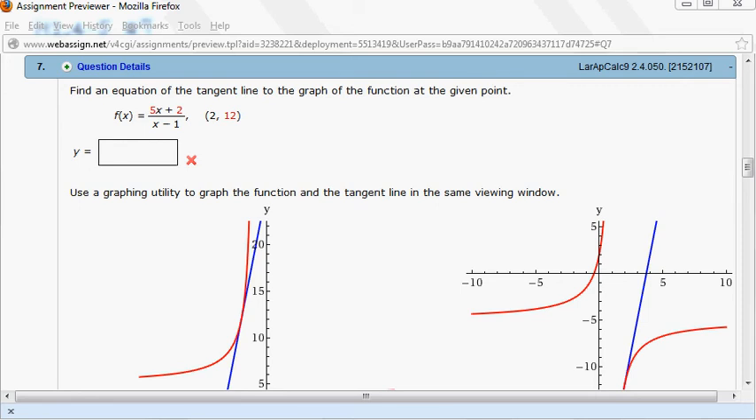Okay, let's look at homework 2.4, 2.5, number 7. We want to find an equation of the tangent line to the graph of the given function at x equals 2. So let's do that.